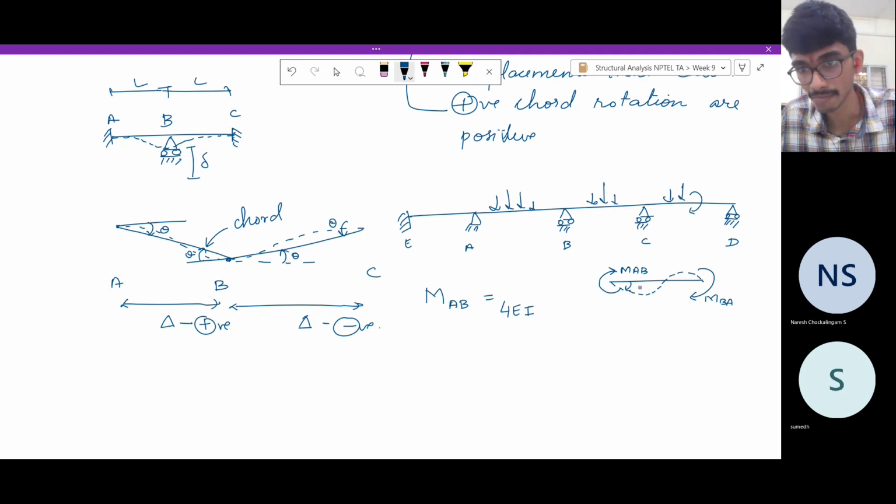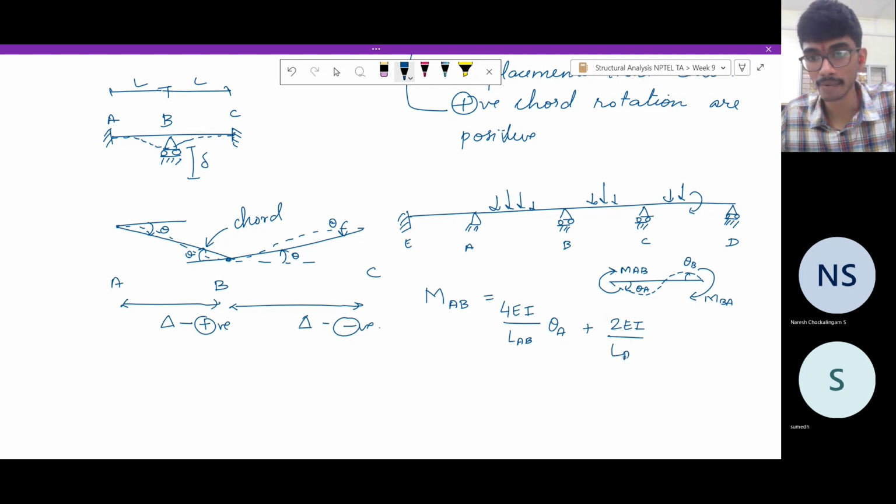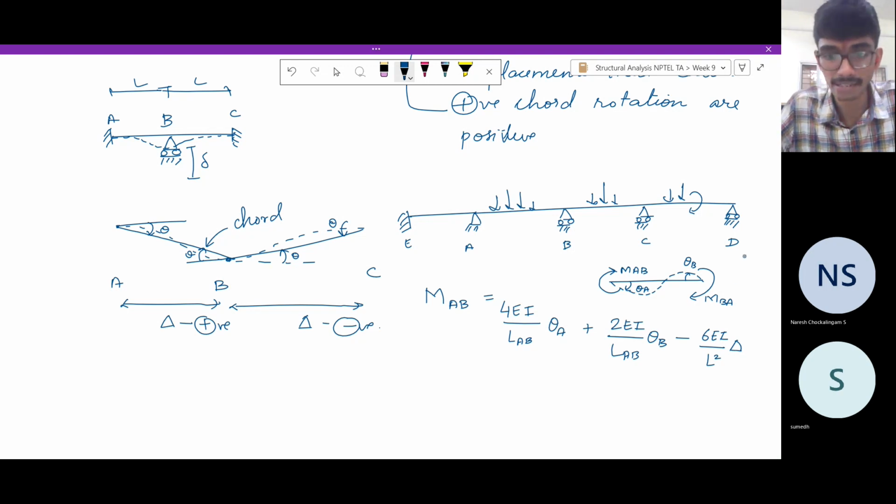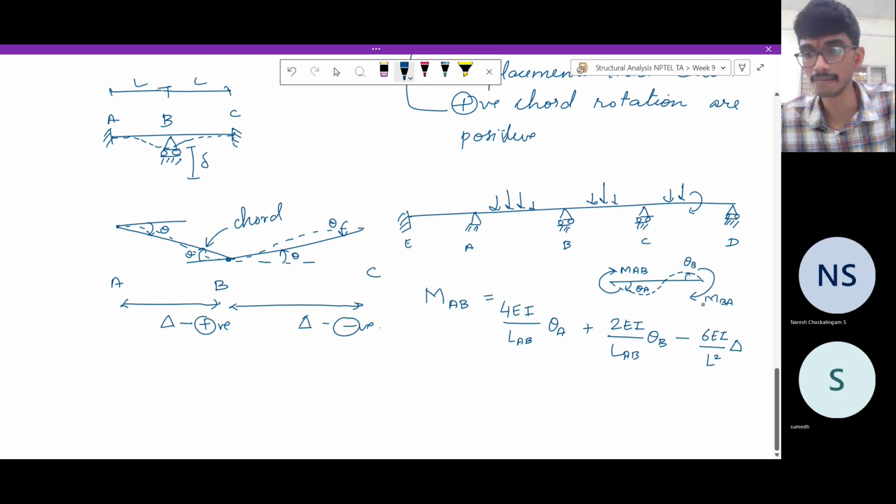So this side it has rotated by theta A. Here it has rotated by theta B. Both are in the clockwise direction. So it is 4 EI by L_AB theta A plus 2 EI by L_AB theta B minus 6 EI by L square delta. So I've already said how we take the sign convention for delta.